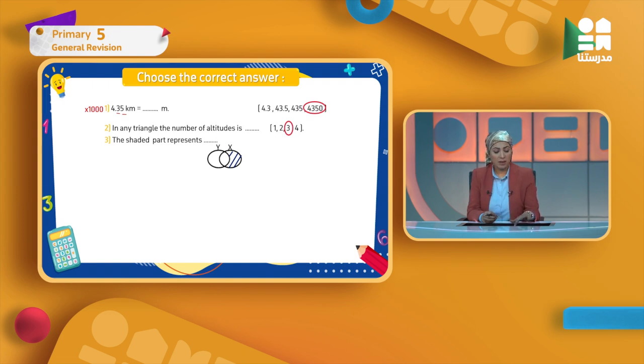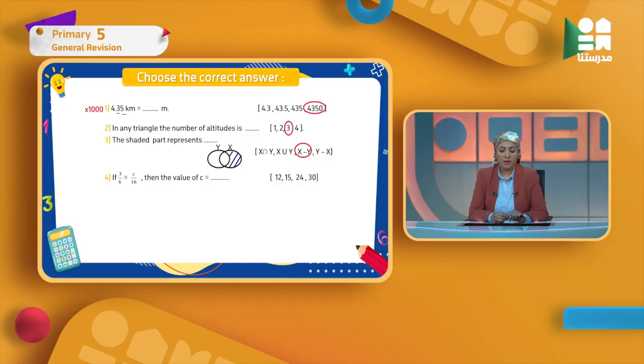So I want to know, it's going to be x intersects y or x union y or x difference y or y difference x. So here the shaded part is all the elements in x but not in y, so it is x difference y. Okay?